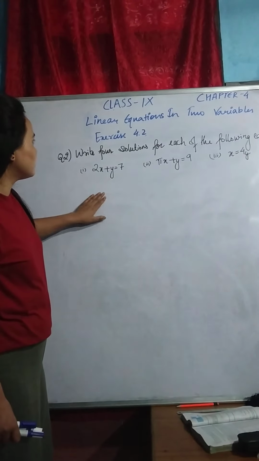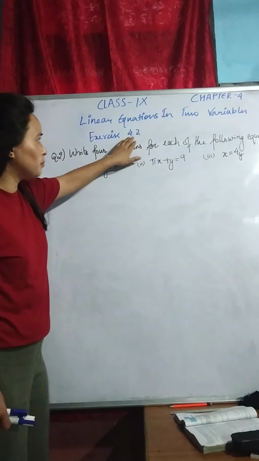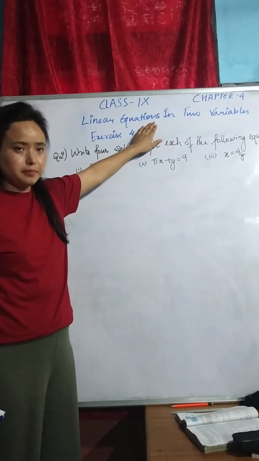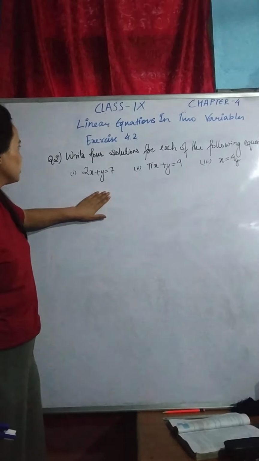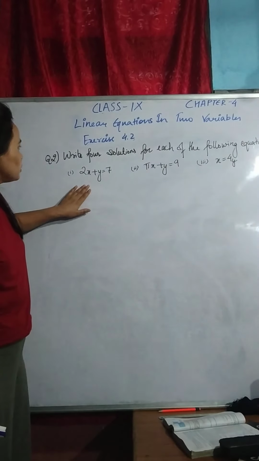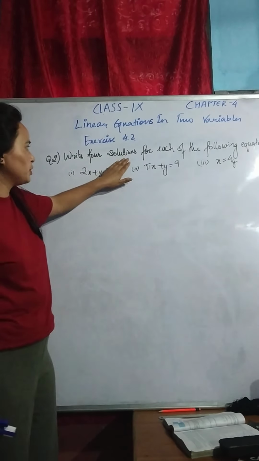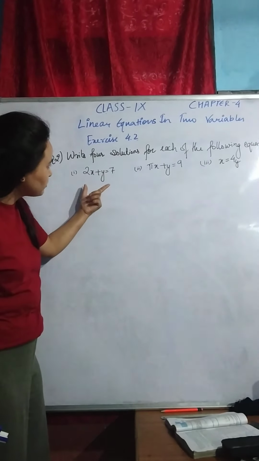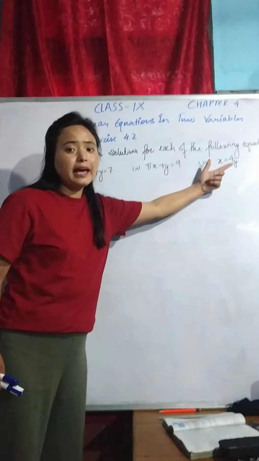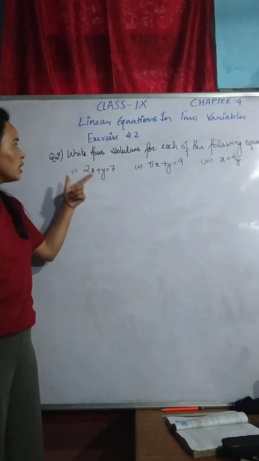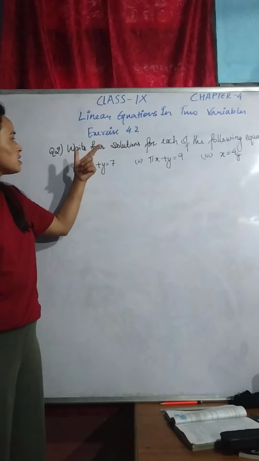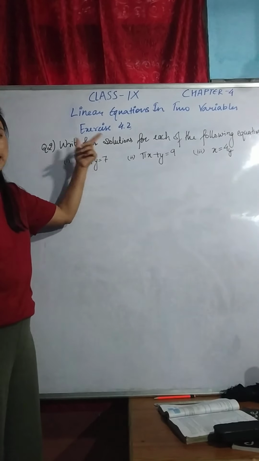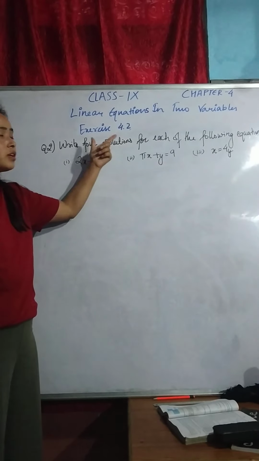Okay students, this is exercise 4.2 from chapter 4, linear equations in two variables, and we will do question number 2 now. Our question number 2 is: find 4 solutions for each of the following equations. Okay, we have 3 linear equations here, and for these 3 linear equations we have to find the solutions. Now how many solutions we have to find here? 4 solutions, and solutions means the values of variables.